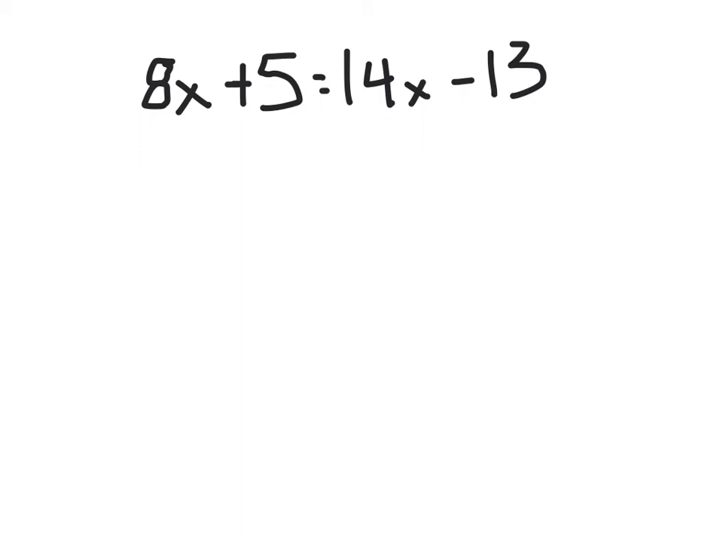In this situation, we need to move one of our x's with the coefficients over to the other side. For this example, I'm going to move 14x. The way I do this is by subtracting 14x from each side. Remember this cardinal rule: if you are subtracting from one side, you have to subtract the same thing from the other side.